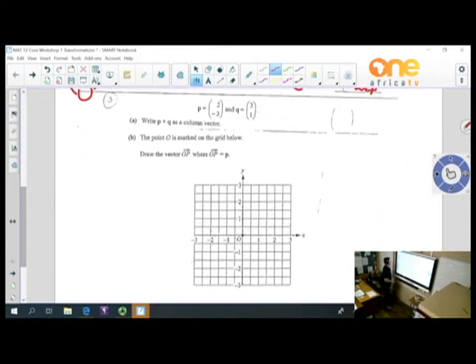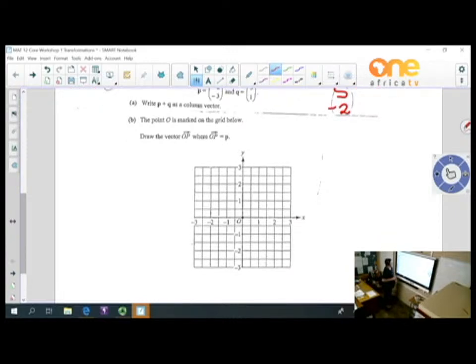Question 3. Write P plus Q as a column vector. Again, X and X, Y and Y. So 2 plus 3 is 5, and negative 3 plus 1 is negative 2. There is your column vector.